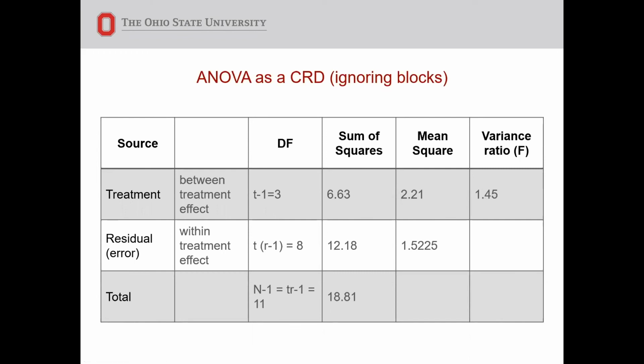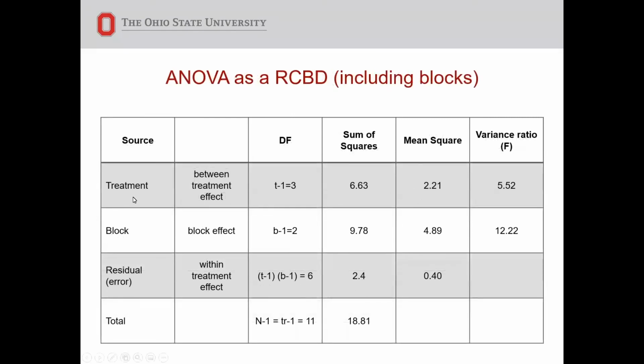Now let's look at this same experimental data, but by including the block effect. The first thing you'll notice is that we have a new line in our ANOVA table. This is the effect due to blocking. But let's go to the beginning, look at the treatment effect. The calculations and the mathematics for the treatment effect for the RCBD, whether we include blocking or we exclude the blocking effect, is going to be identical.